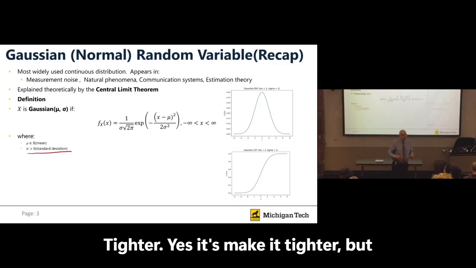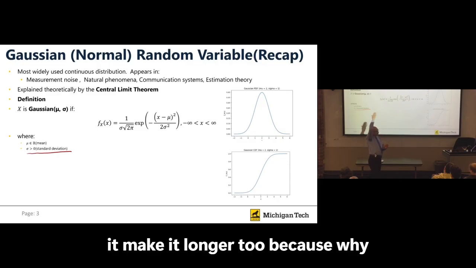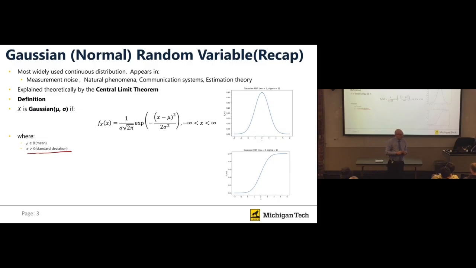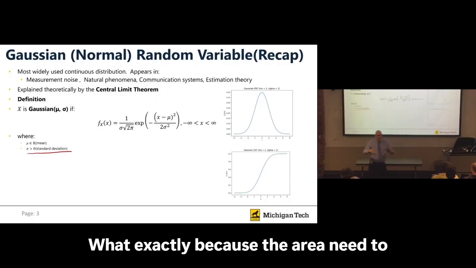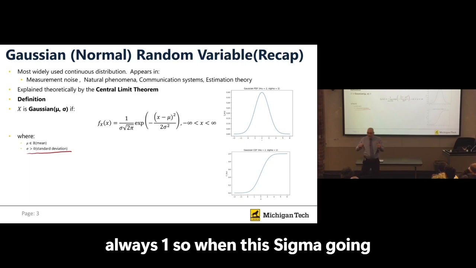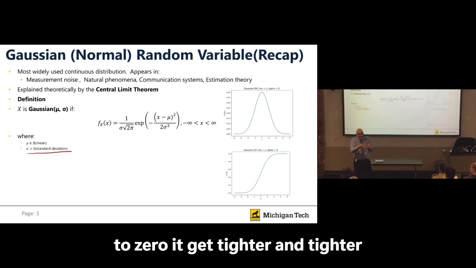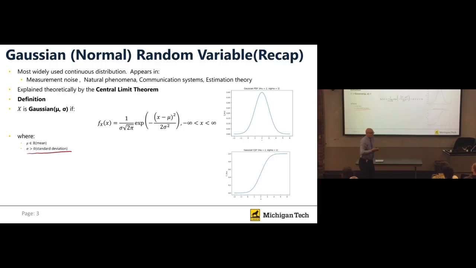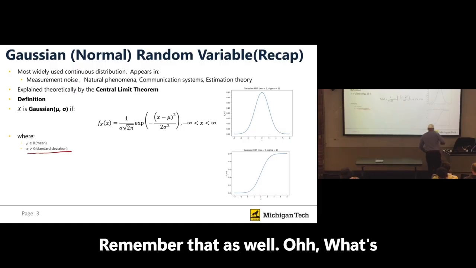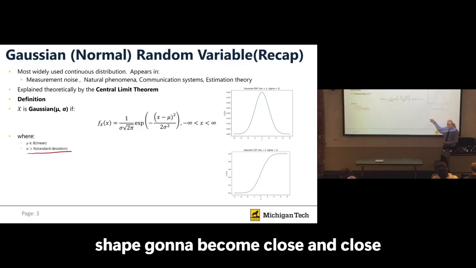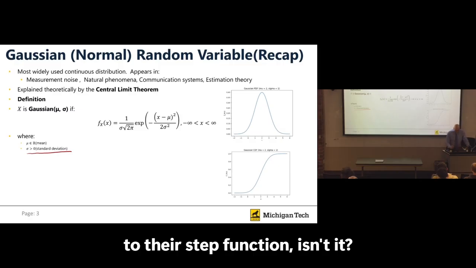Tighter, yes. It makes it tighter, but it makes it taller too. Why does it make it taller too? Exactly, because the area needs to stay the same. The area needs to always be 1. So when sigma goes to 0, it gets tighter and tighter, but it gets taller. Remember that as well. This shape is going to become closer and closer to the step function, isn't it? That's interesting. We're going to see that.